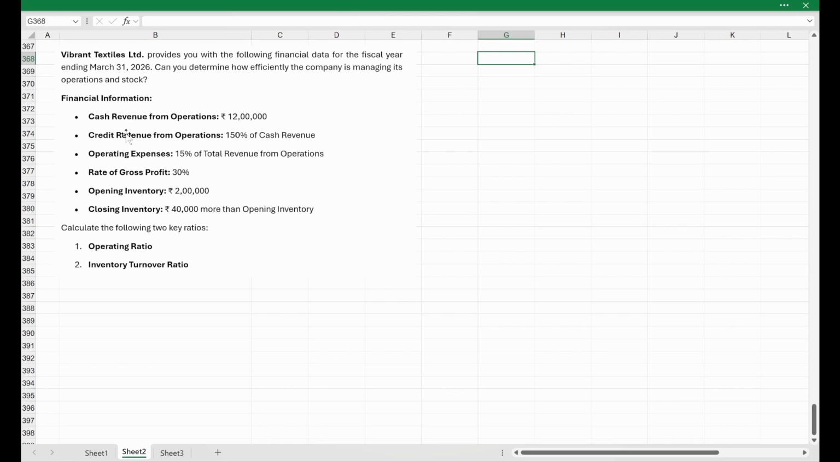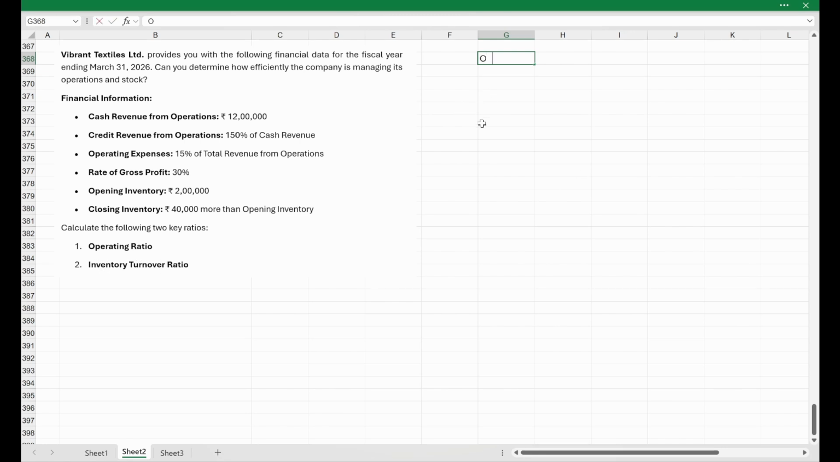Cash revenue from operations, credit revenue from operations, operating expenses, rate of gross profit, opening inventory, closing inventory. Credit revenue from operations is 150% of cash revenue. Operating expenses is 15% of total sales. Okay, calculate the following two key ratios: operating ratio and inventory turnover ratio.